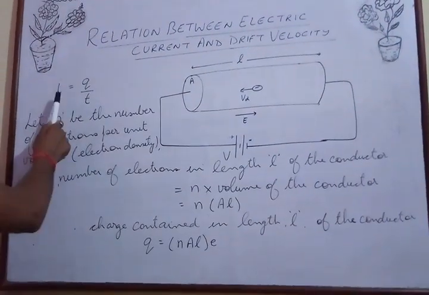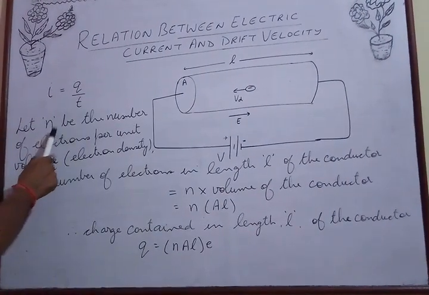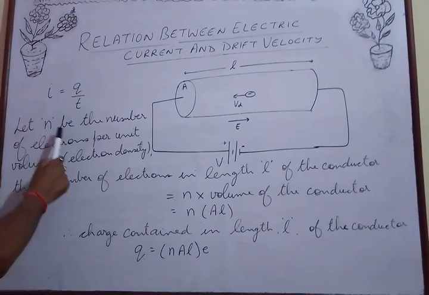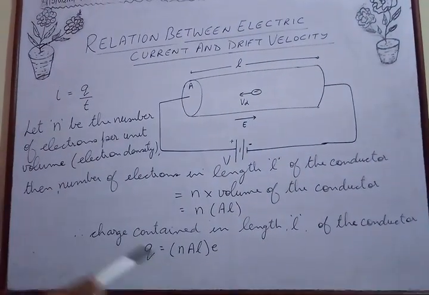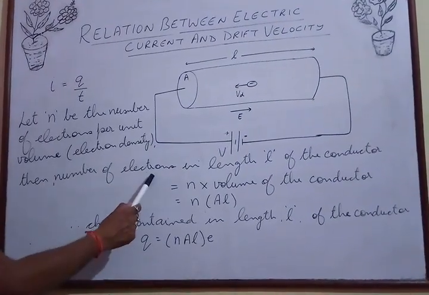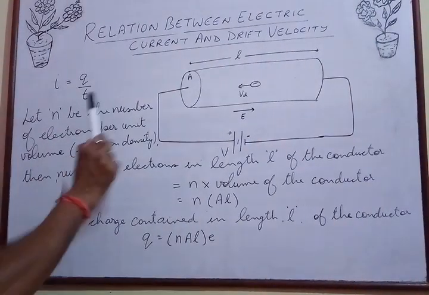Now I is equal to Q by T. Let n, small n, be the number of electrons per unit volume. It is also called electron density. Then consider the number of electrons in length L of the conductor.